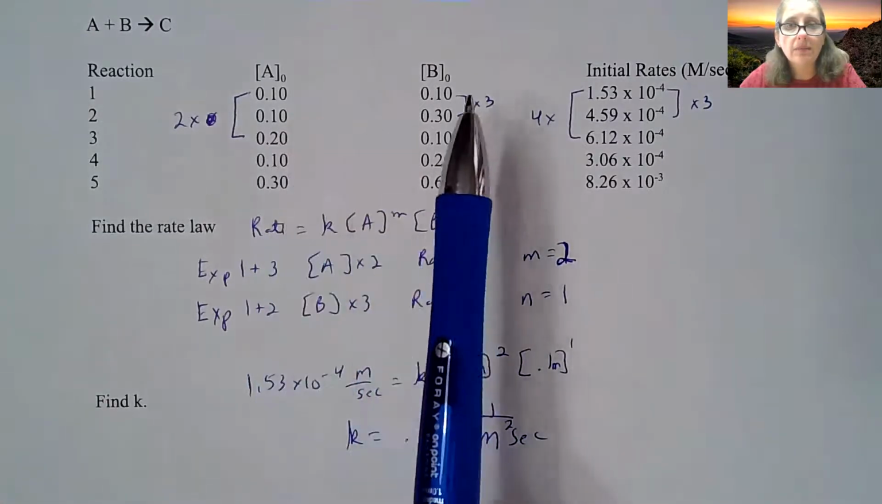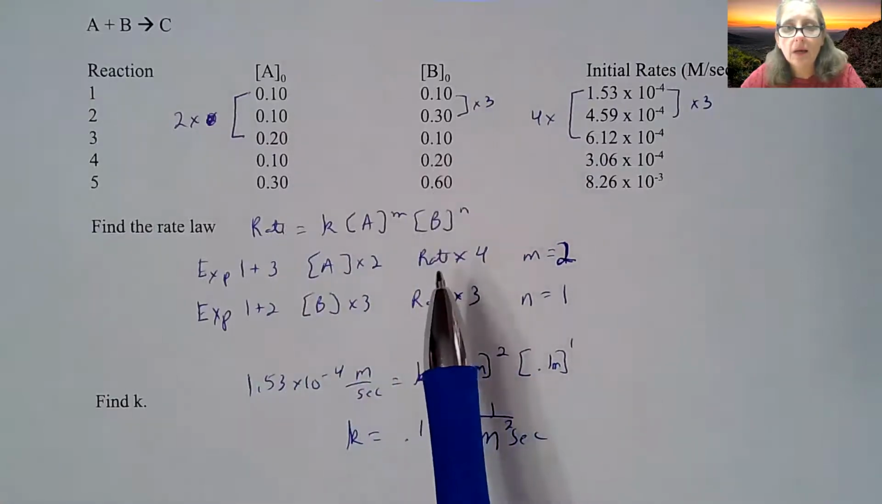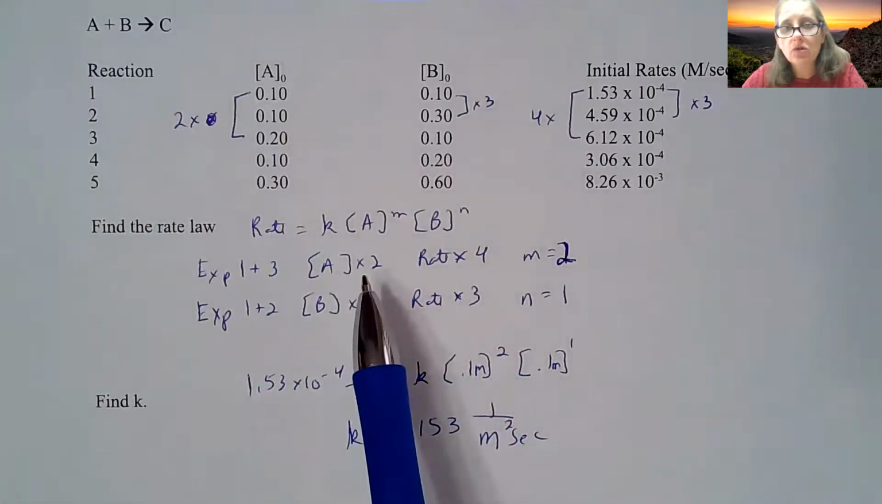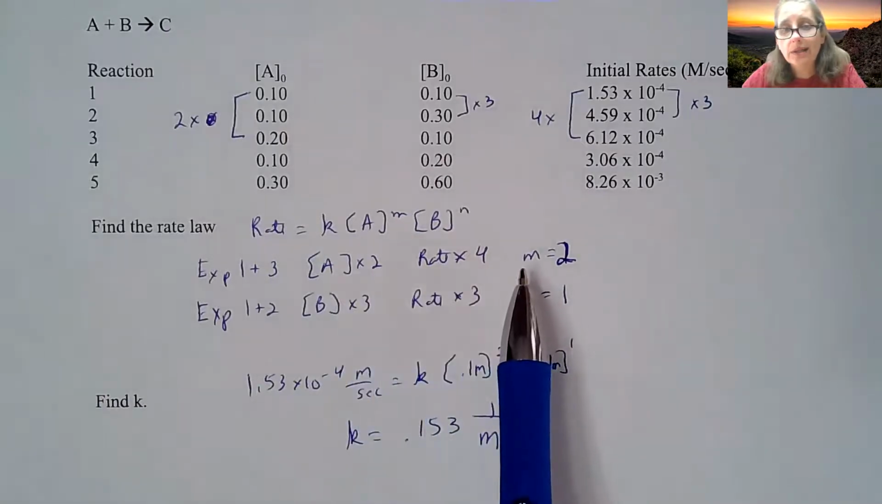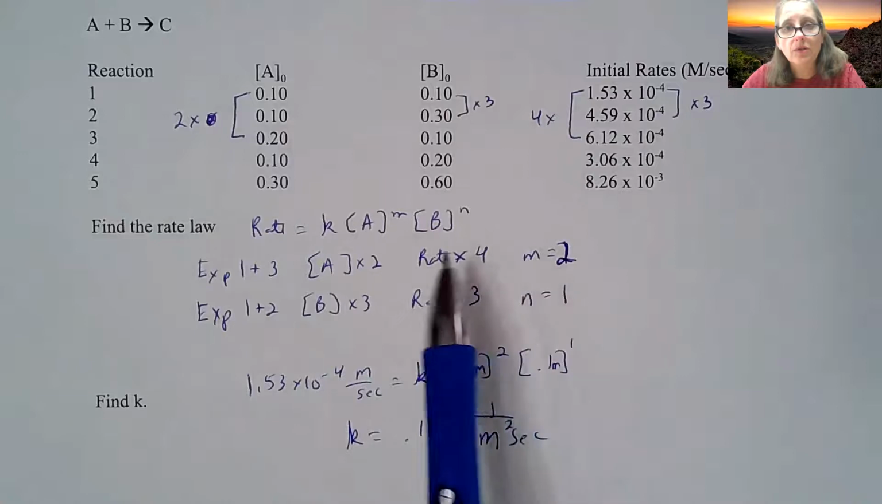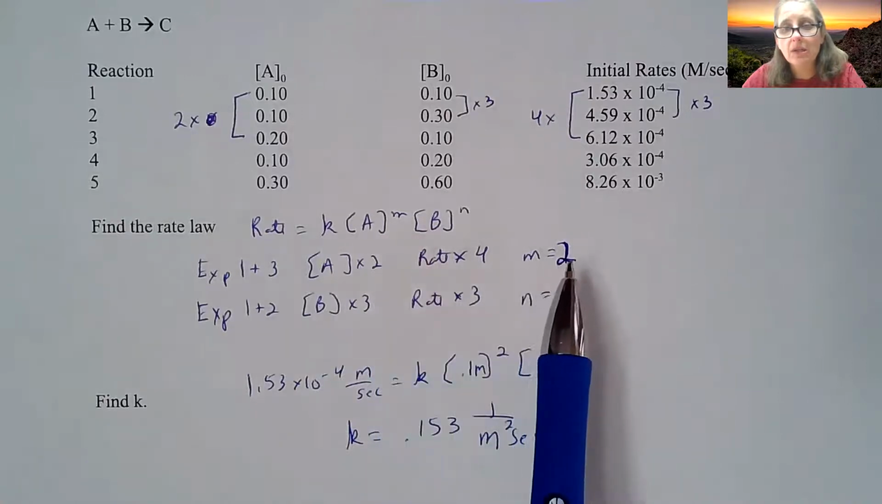All right, so again, I looked at experiment 1 and 3 to determine how A affected it because A was doubling and B was staying the same. I saw that when I doubled the concentration of A, the rate went up by a factor of 4. So according to A, it has to be a second order reaction. So I put A as M, so M is going to be 2.